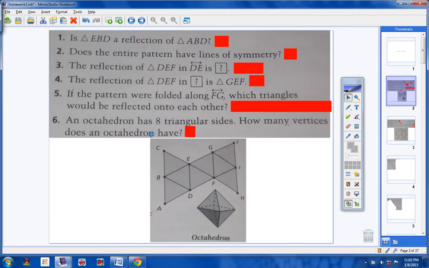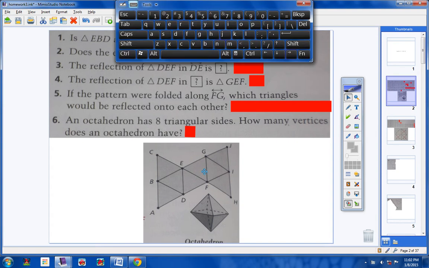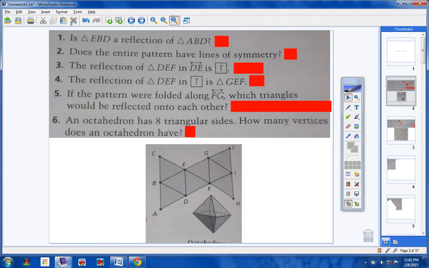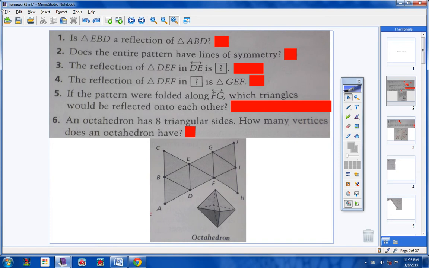Here we go. Numbers 1 through 6. We're going to use this diagram right here, and the directions say to answer the following questions. So here we go.